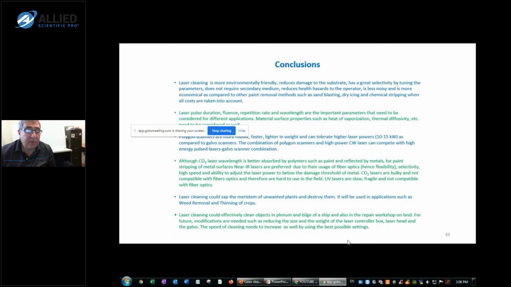For the future, modifications have been requested by the shipping industry to reduce the size and weight of the laser controller box, laser head, and also Galvo, increase the size of the fiber optics, and increase the speed of cleaning by coming up with better recipes for cleaning different surfaces.